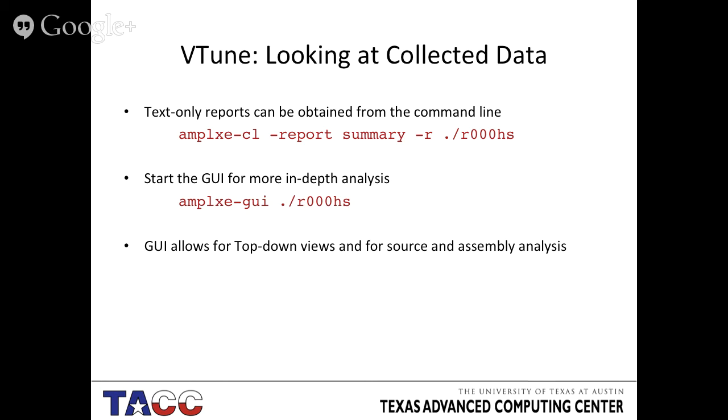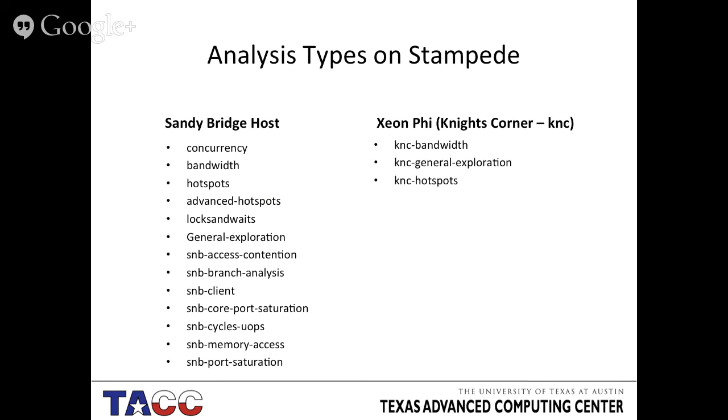Aside from hotspots, are there others that you've seen that are popular? Hotspots is very popular. I can tell you the ones that I like. I like concurrency if you have OpenMP. Bandwidth, I don't personally like it, but some people use it. Hotspots is, as I said, the most common one. Advanced hotspots, I don't even know if we allow users to do that. I don't think so. You have to be root for that usually. So between hotspots and concurrency, you have most of it done. Also for the MIC, there are the KNC hotspots. Those are the main ones.